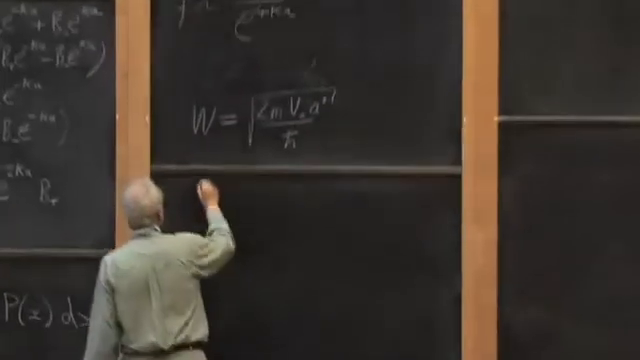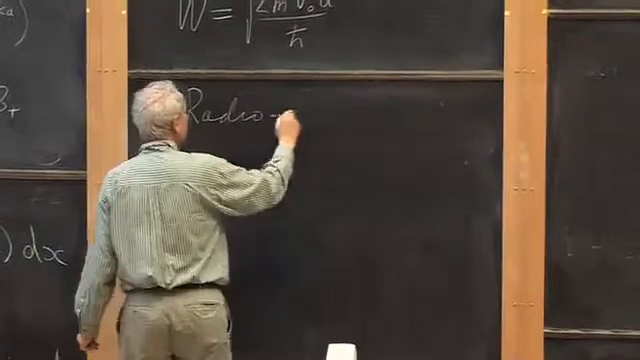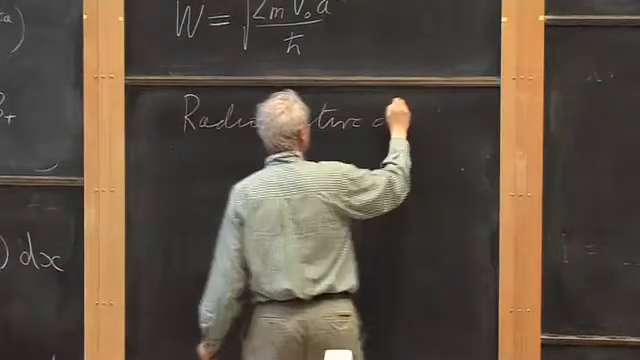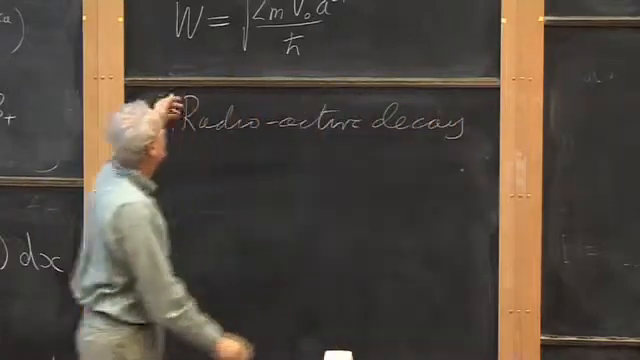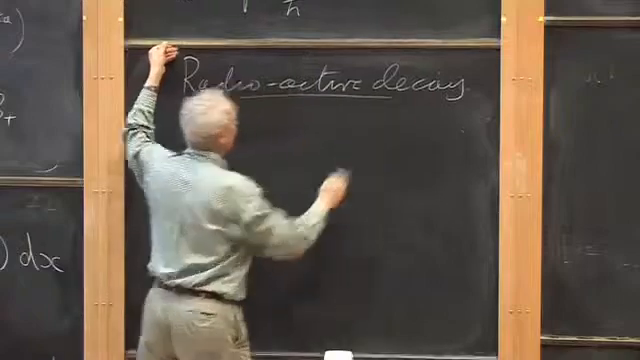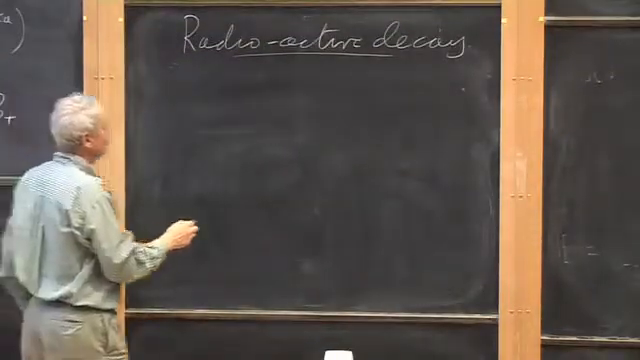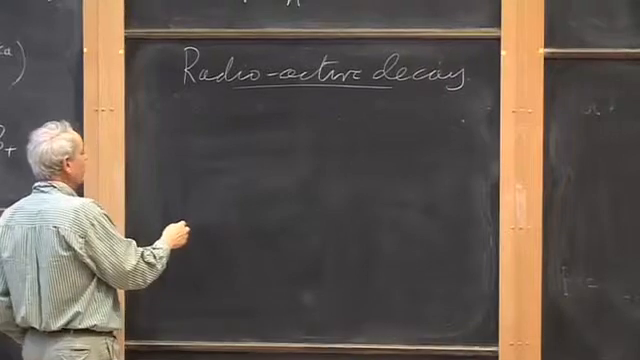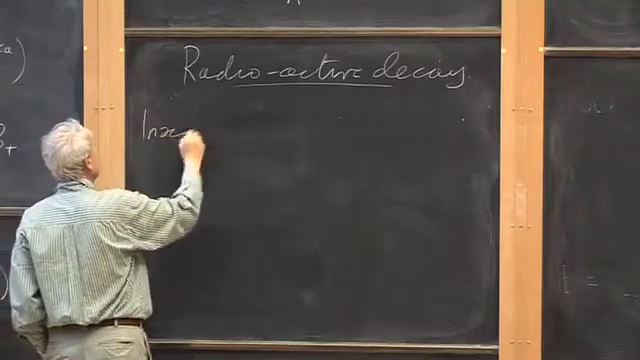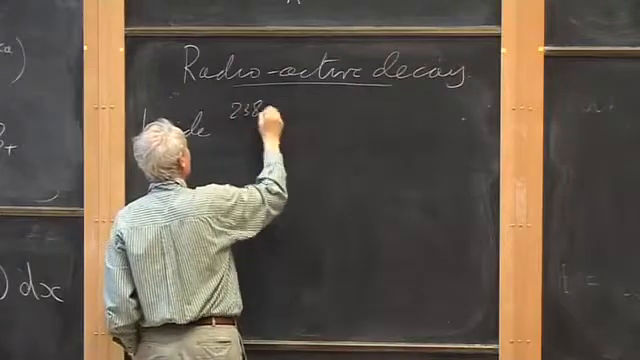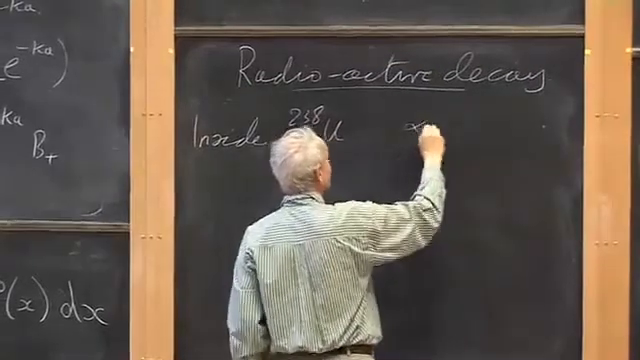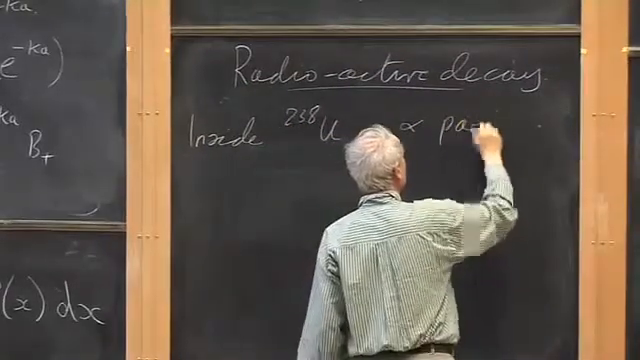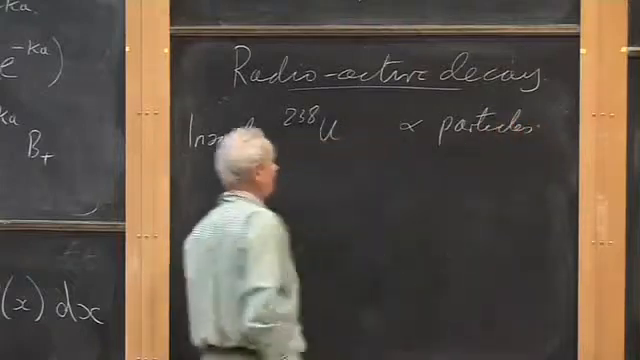What's physically interesting about this, or an interesting application of this, is the radioactive decay. So this is obviously a very simple-minded model that we have so far, but the general idea is this. So what we should say is that inside uranium-238, which is the non-fissile sort of uranium, you have a number of alpha particles. This is a simple-minded picture.